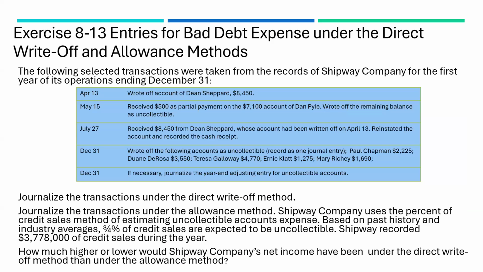So we're going to take a look at another example comparing the direct method to the allowance method. We have a number of transactions, and under the allowance method, we're estimating 0.75% of credit sales are uncollectible, and Shipway recorded 3,778,000 during the year. How much higher or lower would the net income have been under the direct write-off method rather than the allowance method?